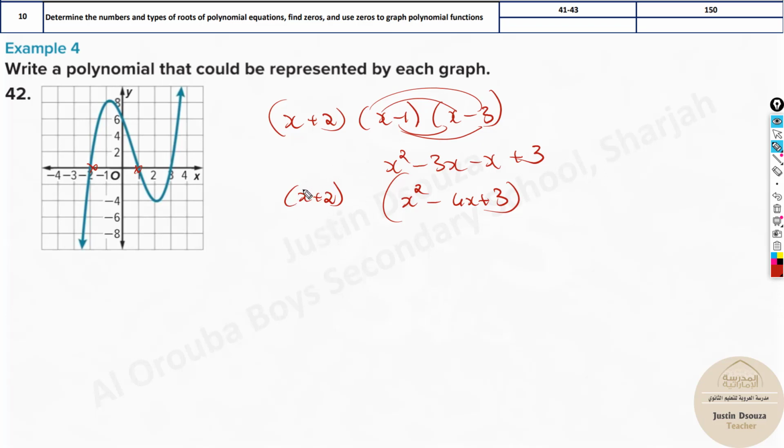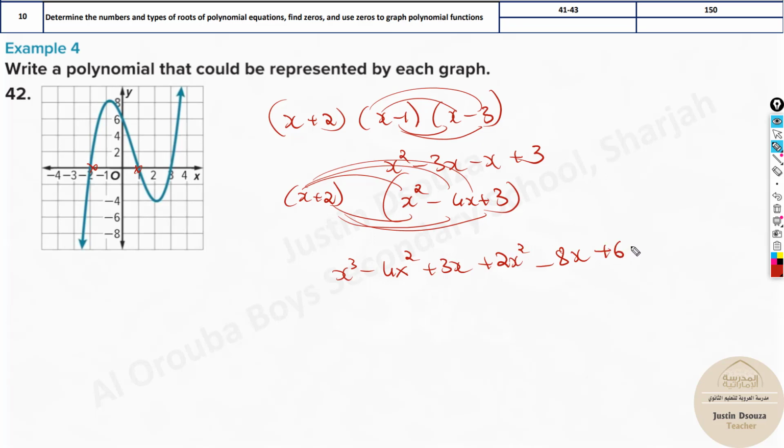How would you do it? Multiply this number with all the three terms. It'll be x cubed minus 4x squared plus 3x plus 2x squared minus 8x plus 6. Now simplify how much you can. x cubed, this can be simplified to minus 2x squared minus 5x, and lastly plus 6. So this is the answer.